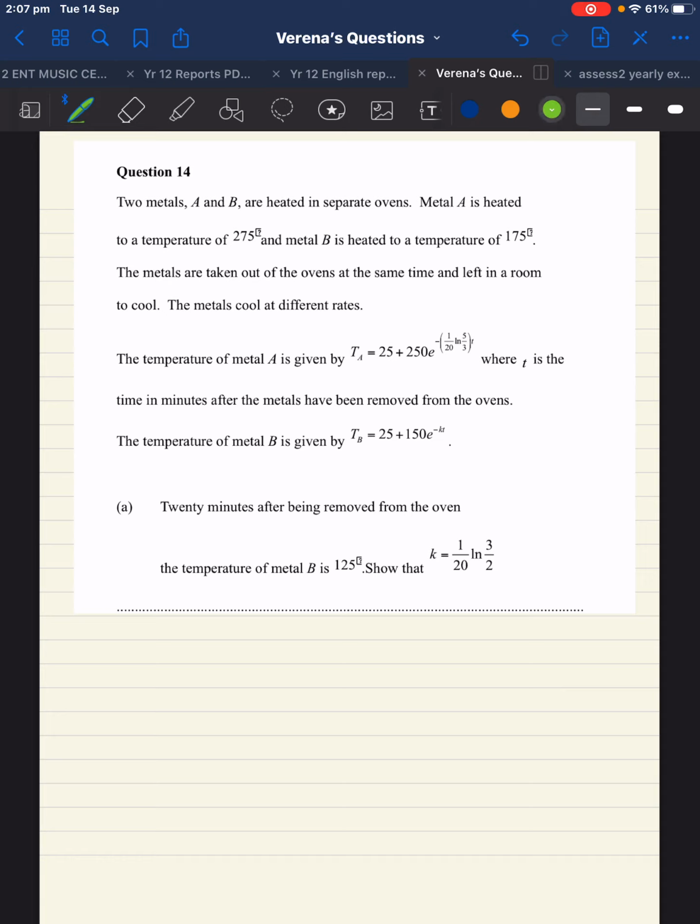So 14A, hopefully you've already done these questions. If not, if you're seeing this for the first time, quickly pause the video and read through the questions so you know what's going on.